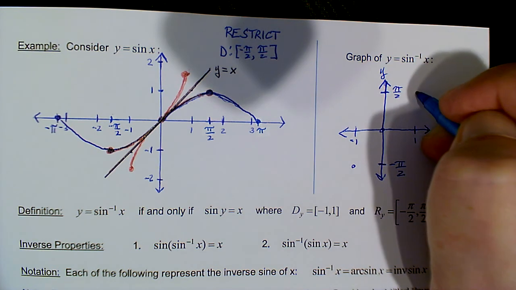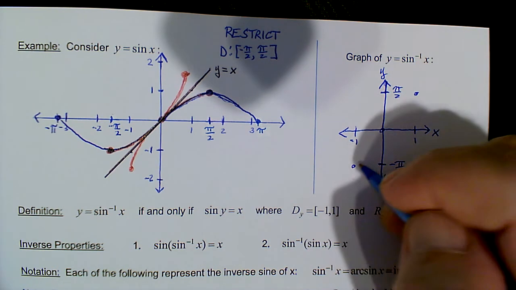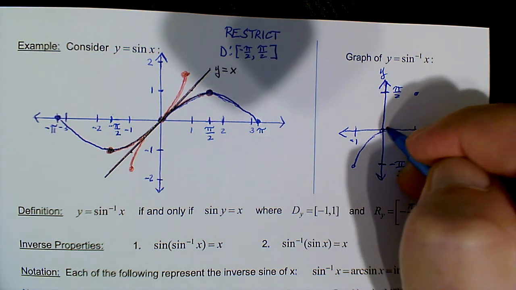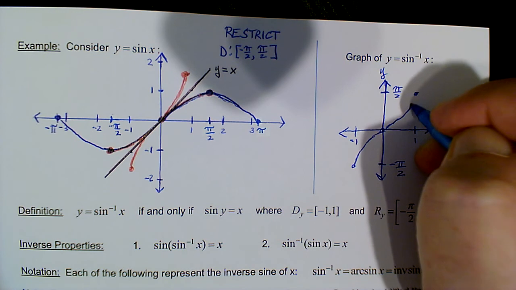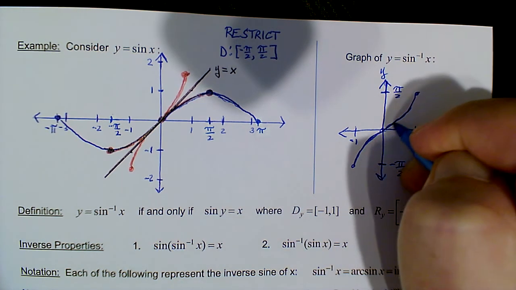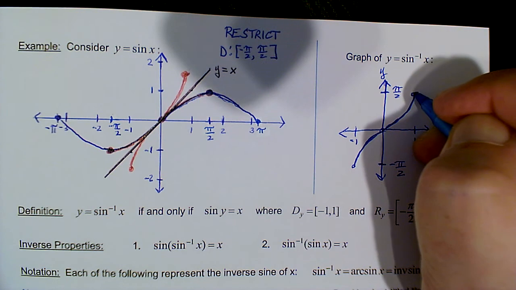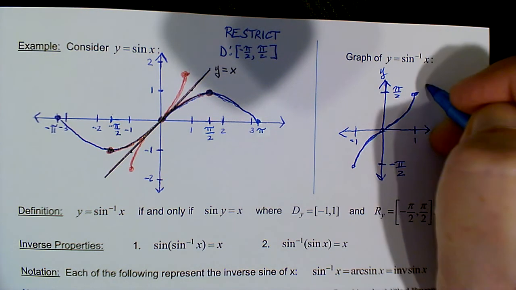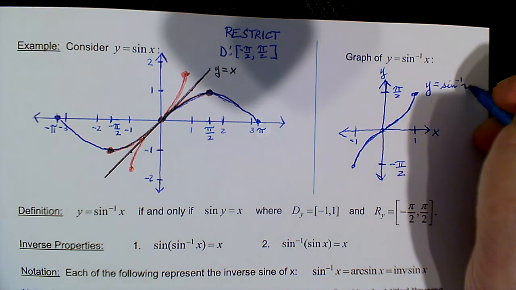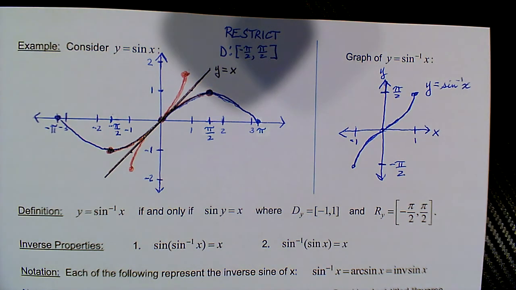You can see, kind of transposing what we've drawn there, this would be the rough sketch for the inverse sine function. So that's y equals, remember the notation, we use the superscript of negative 1, and so we read that as the inverse sine, or sine inverse of x. So that's what the graph of the inverse sine looks like.